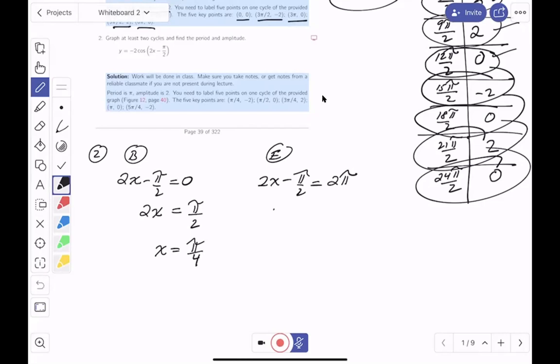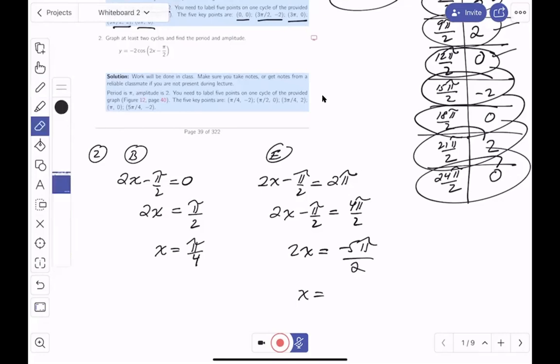Oh, this is going to be more difficult, right? 2x minus pi over 2. This would be 4 pi over 2. 2x equals 5 pi over 2. Yeah, you need to know basic algebra. And x would equal to, whoops, I made a mistake there. Again, when you add pi over 2 to 4 pi over 2, you get 5 pi over 2. Now divide through by 2, what do you get? You would get 5 pi over 4.